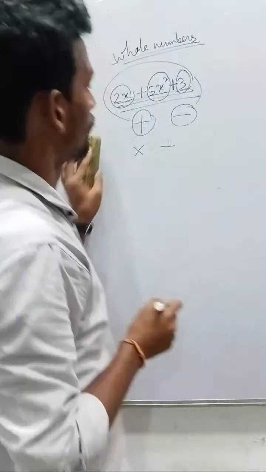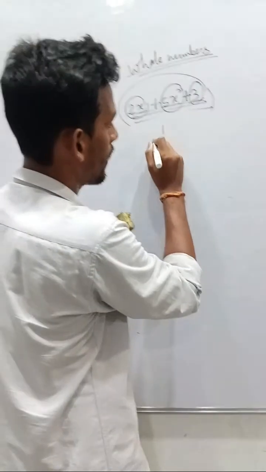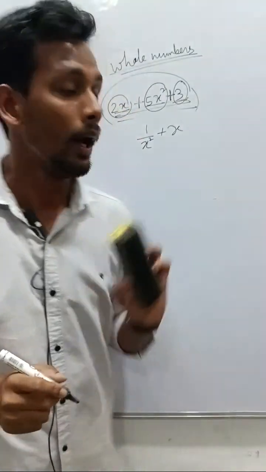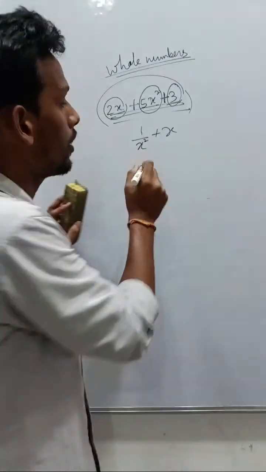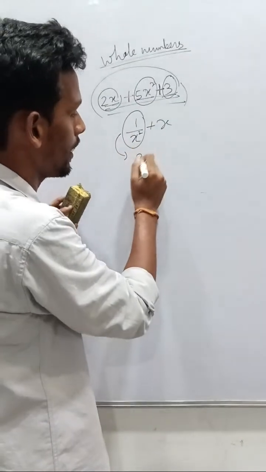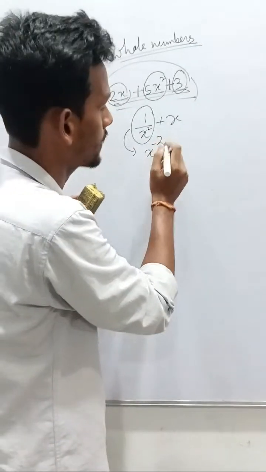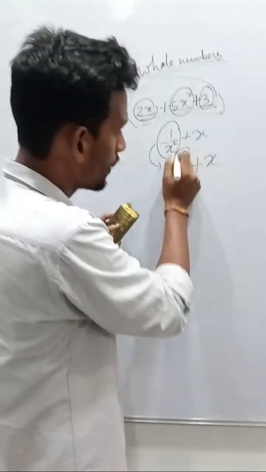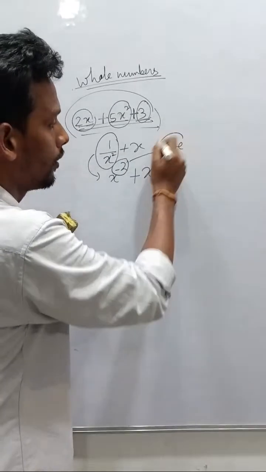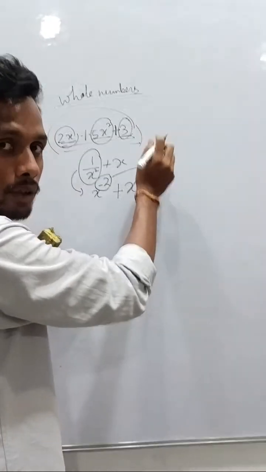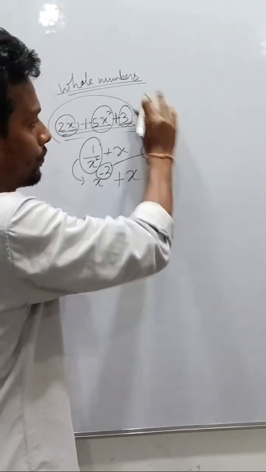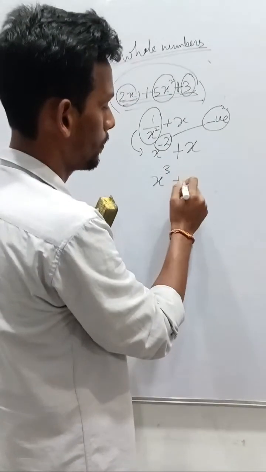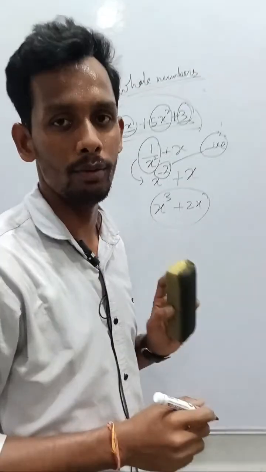Now, if I write a polynomial like 1 by x squared plus x, is this a polynomial? It is not a polynomial. Why? Because if you convert this, it will be x to the power minus 2, or x inverse 2, plus x. Here the power is negative. Negative power is not suitable for a polynomial. You cannot use negative power. You can only use whole numbers, like x cube plus 2x, to make a polynomial.